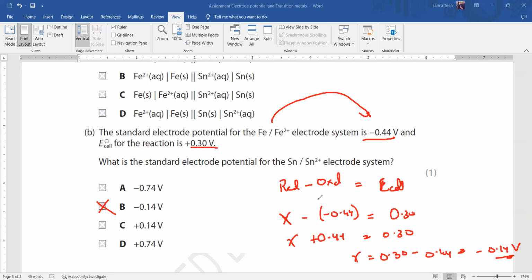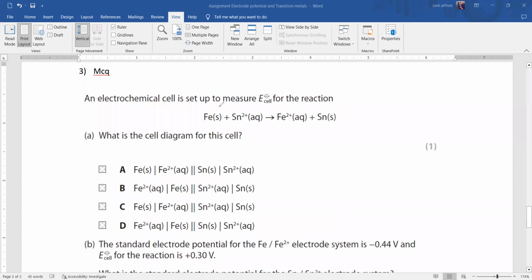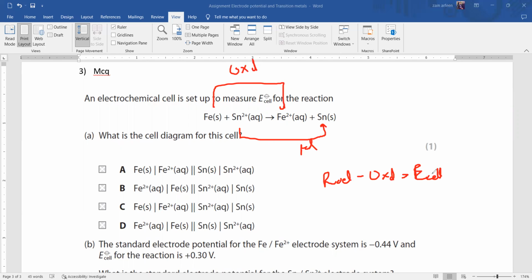So it's always the reduction minus oxidation is equal to the cell voltage. So how do we identify which one is reduction and which one is oxidation? We have to check the equation. When you check the equation, you can clearly see that iron to iron 3 is oxidation, and tin 2 plus to tin atom is reduction. So the voltage of reduction minus the voltage of oxidation is always equal to the cell voltage. So this was x, this was minus 0.44, and this was 0.3. When we simplify, that will be minus 0.14.